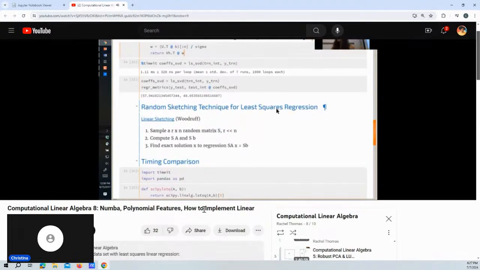And then yet another technique that I'm not going to get into detail on, but wanted to let you know is out there, is the random sketching technique for linear regression, which involves using a random matrix S, computing SA equals SB, and then finding a solution to the regression SA x equals SB. I wanted to let you know that exists as an example of a randomized approach. This would be where you had a very large A and B.